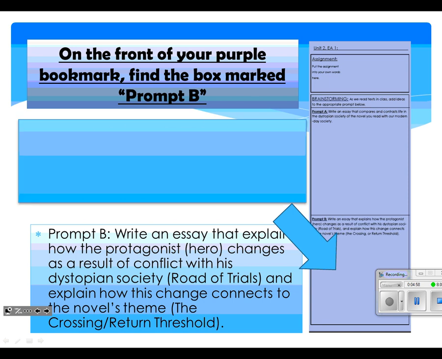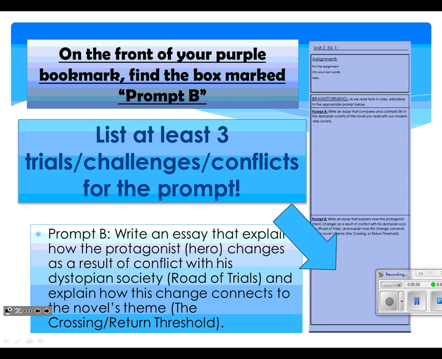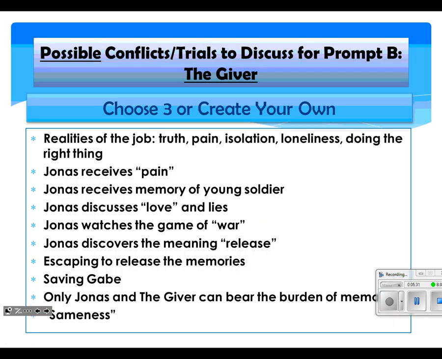So just like we did before, we're going to write down 3 items. And for prompt B, we've got to choose 3 trials or challenges or conflicts, whatever word you want to use, to explain how Jonas changed. So just as before, in the prompt B box, we're going to write the numbers 1 through 3. And just like before, I'm going to show you some options. So if you can't recall off the top of your head 3 challenges or trials that Jonas faced, well, here's a list.